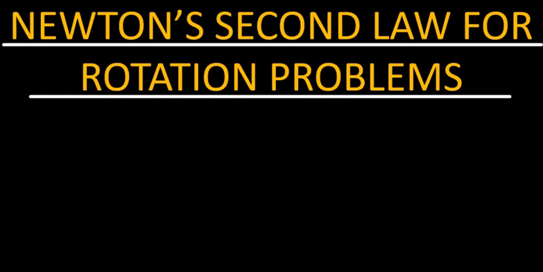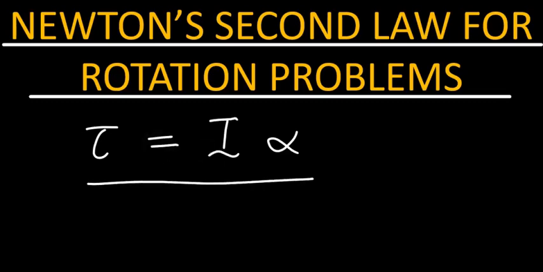In today's video, we will look at Newton's second law for rotation and a few problems associated with it. Newton's second law relates two important things. The first one is torque, and the second one is angular acceleration. And the constant of proportionality is the moment of inertia. So this equation defines Newton's second law for rotation.